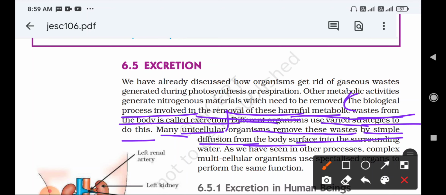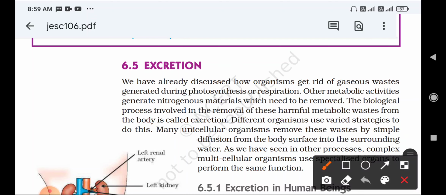in a unicellular organism like amoeba, the waste product or byproduct is excreted with only one cell that is connected with the environment through diffusion. Because they have only one cell, that cell is connected with the environment, so it easily excretes its waste product into the surrounding water by the process called diffusion.